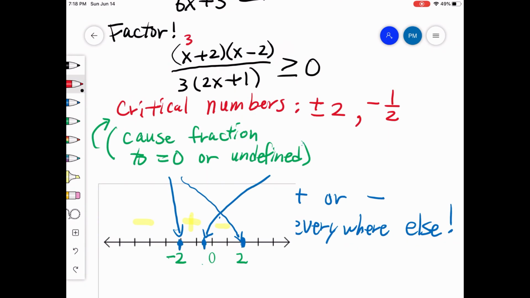What's a number to plug in? Well, 3 is a good choice here. So (3 plus 2) times (3 minus 2) all over 3 times 2 times (3 plus 1), which is the same thing as 6 plus 1. And what's the sign of that?